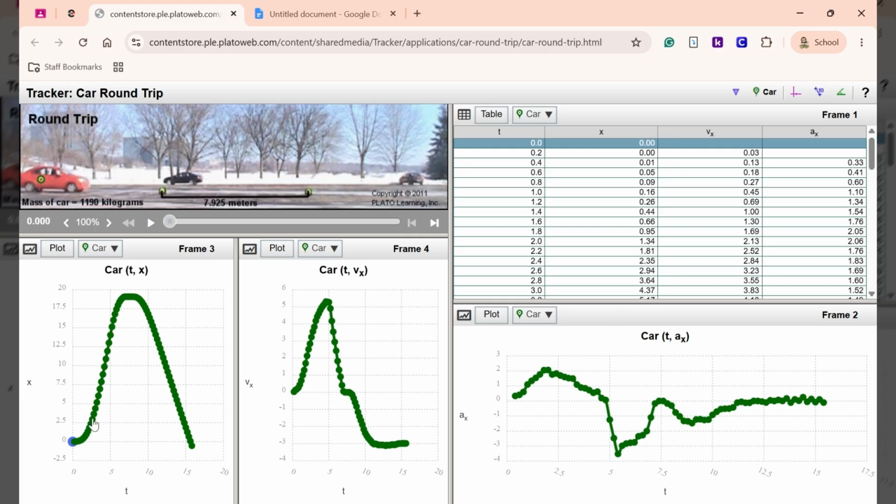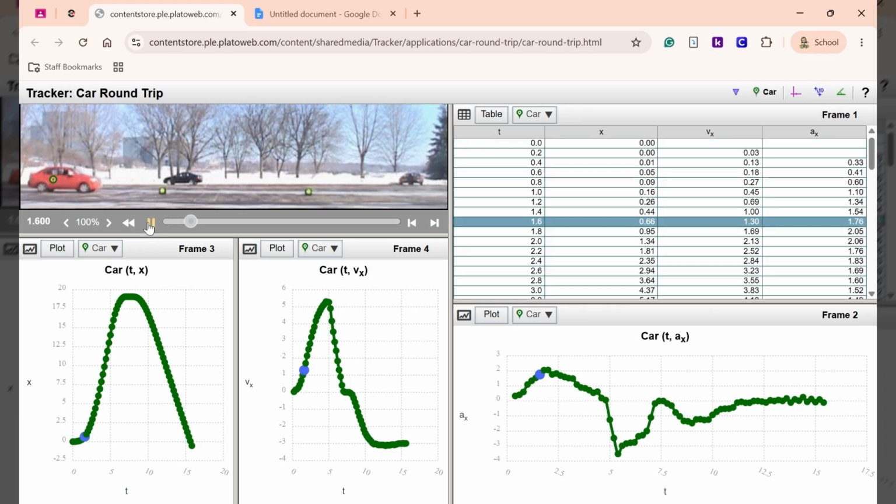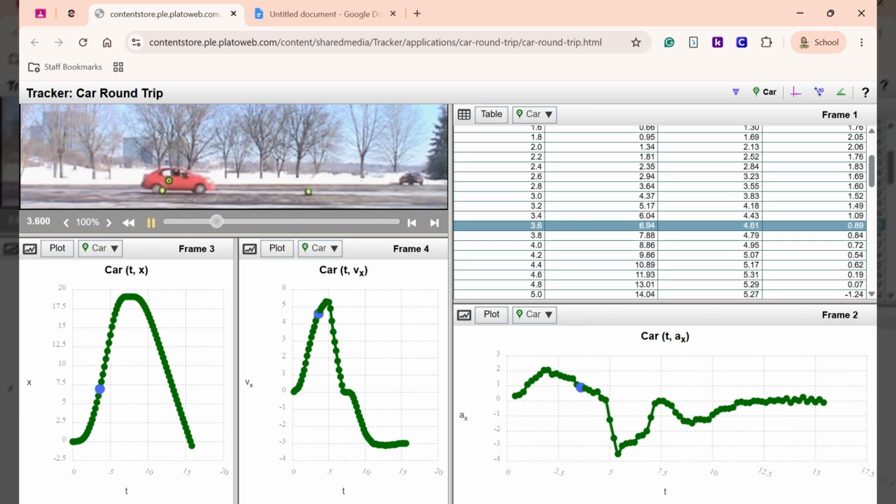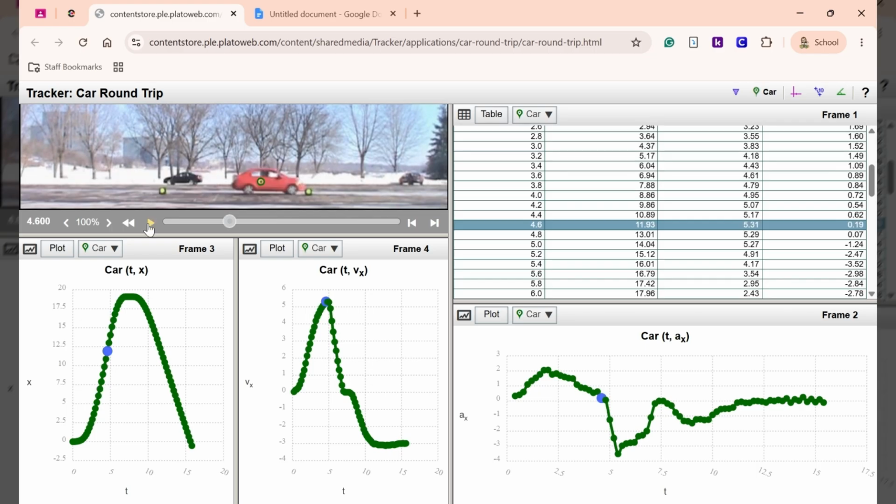As the graph rises right here, the car is moving farther away from where it started in the positive direction, right? So that's what's happening right here. At first, the graph gets steeper. That means the car is moving faster, right? It's really steep right here. It's moving faster.